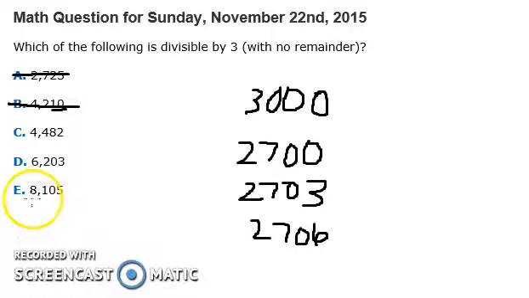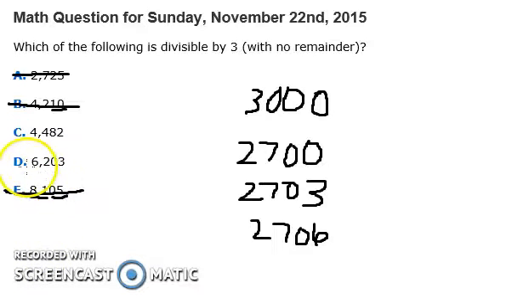And then you'll notice here, this is another easy one. That's why I jumped down here. 81 is a multiple of 9, which means it's also a multiple of 3. So then you just have to check 5. 5 is not a multiple of 3. So that one's out.